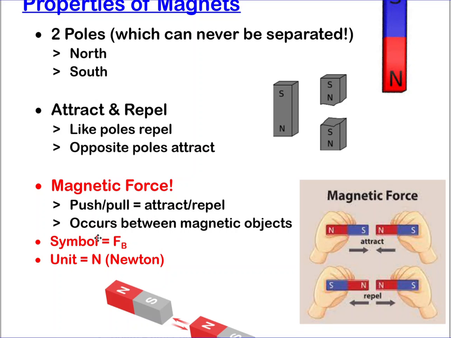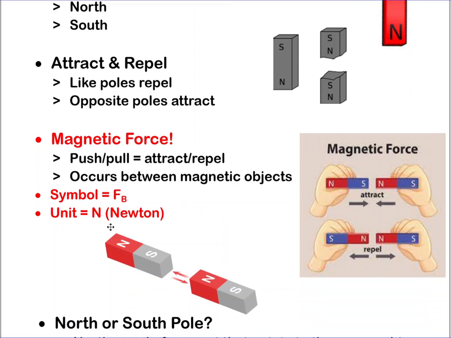And so just like before, the symbol for all forces is F, and then we use these subscripts to denote the difference between them. So electric force was F sub E, this is F sub B. It's not M for magnets, it's B for magnets. Just like all other forces, the unit for them is newtons.